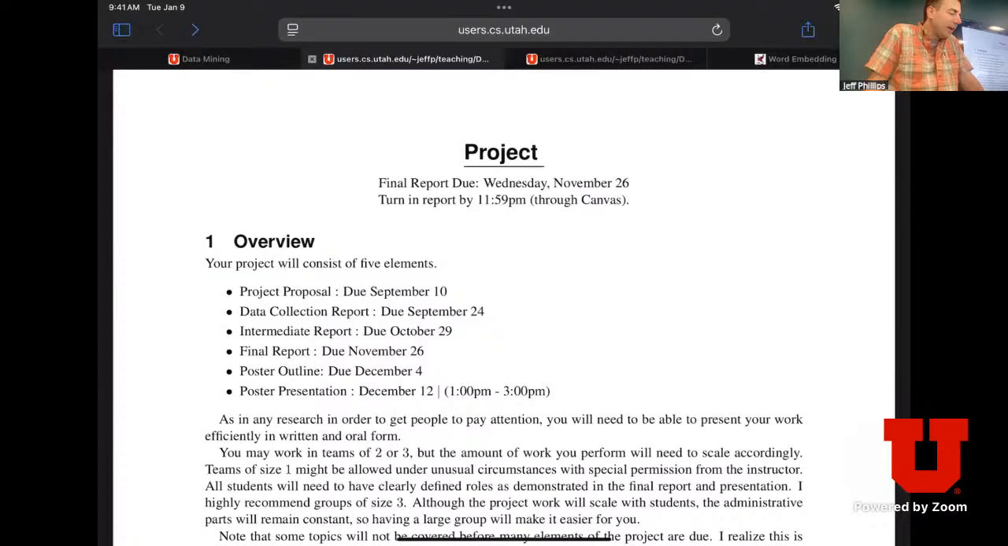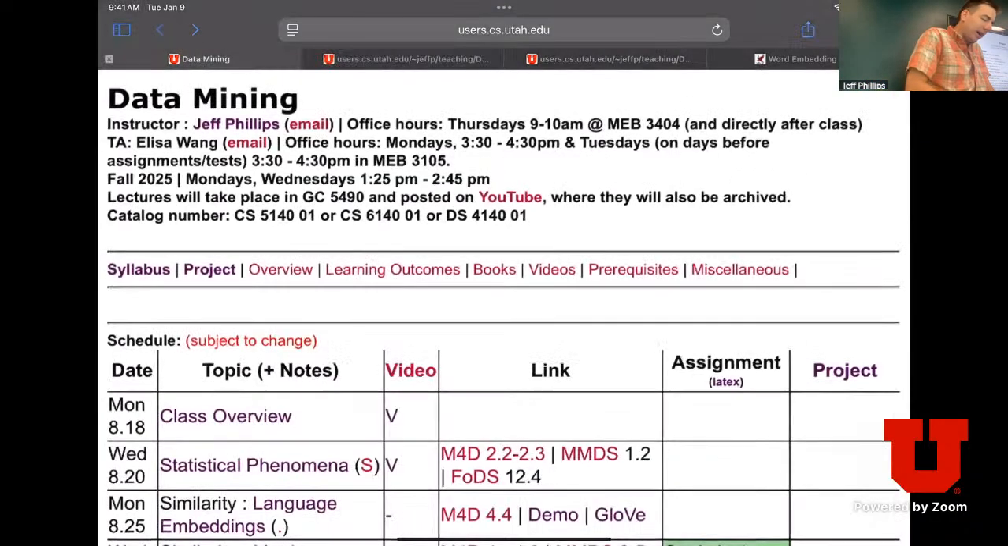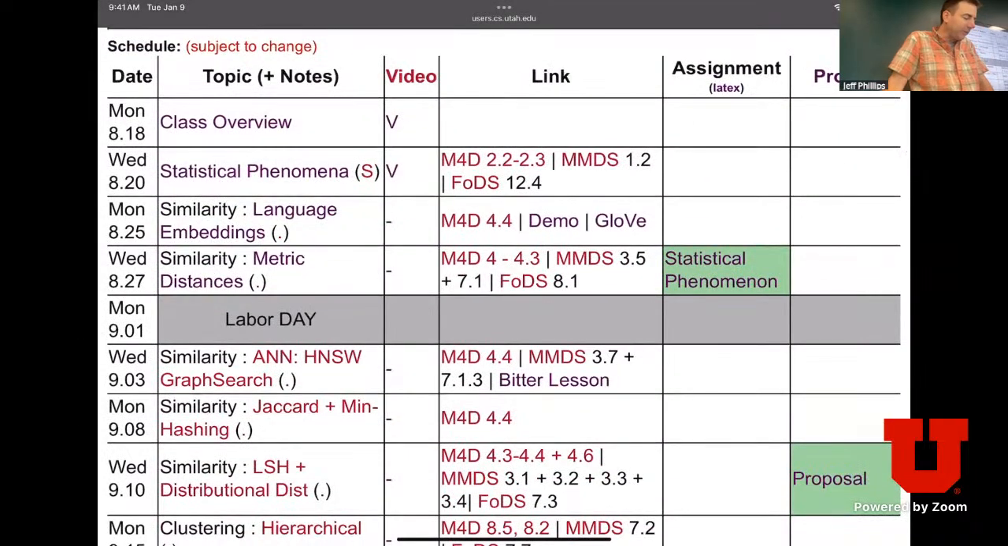Okay, the other thing is I want you to start thinking about the project. The first thing of the project isn't due until September 10th, when you have to turn in a proposal. Again, the proposal is like 200 or 300 words, so pretty short. I pushed the due date back a little bit, so it wasn't due right after Labor Day.